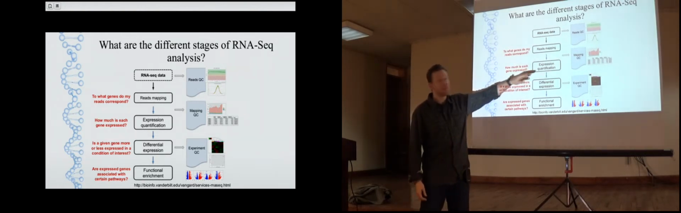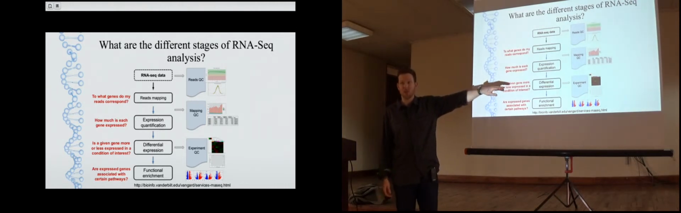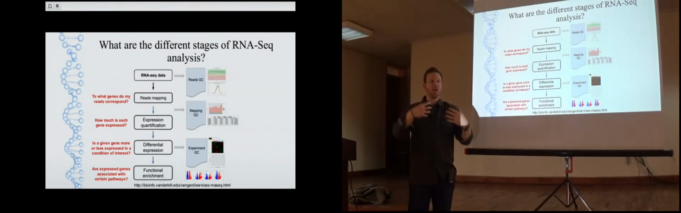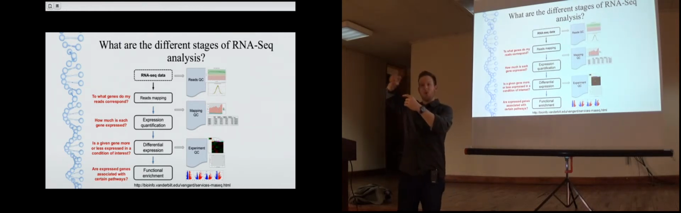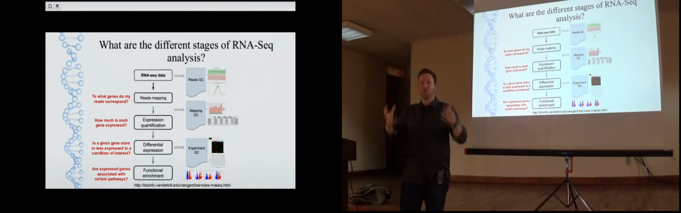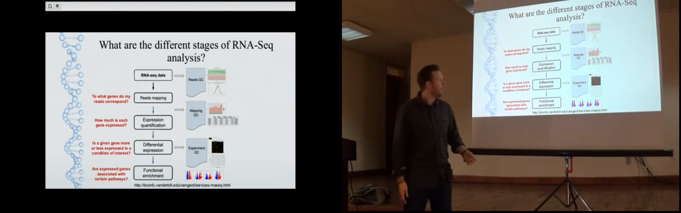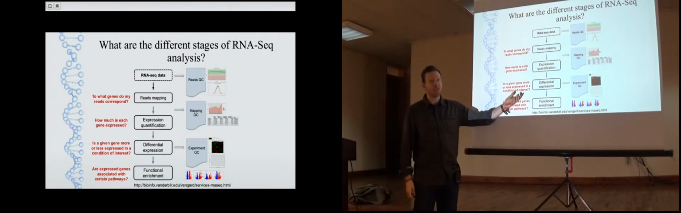The next step is the quantification of expression. It's not enough to just align the reads to the genome. You have to come up with some function that translates that histogram over your gene into an actual value for how much that gene was expressed in your sample. And once you have that, you can start asking interesting questions.